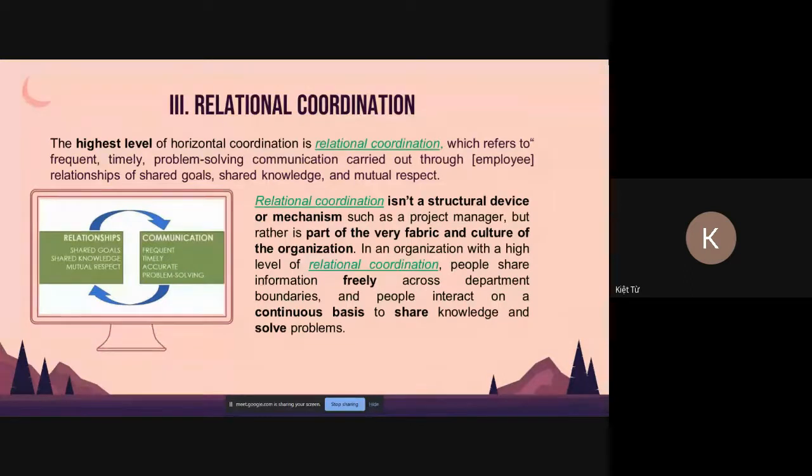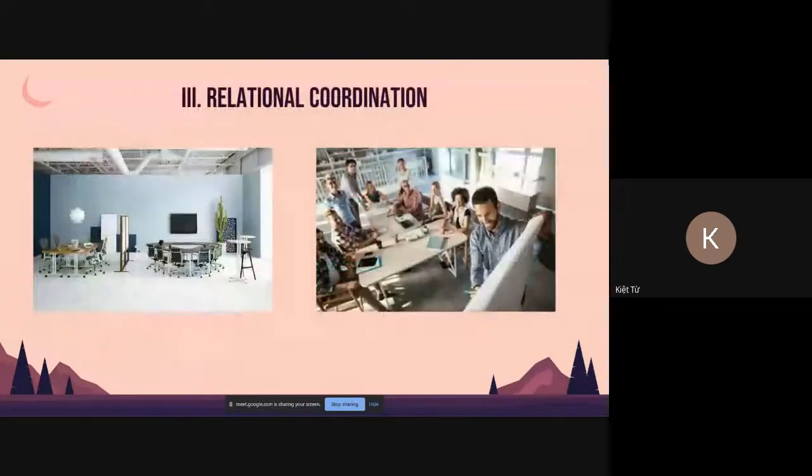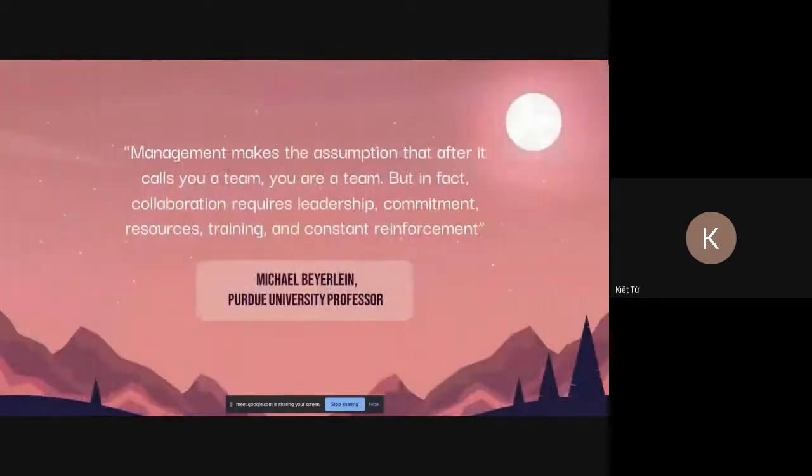In an organization with a high level of relational coordination, people share information freely across department boundaries, and people interact on a continuous basis to share knowledge and solve problems. Michael Beyerlein, Kyoto University professor, said that management makes the assumption that after it counts your team, you are a team, but in fact, collaboration requires leadership, commitment, resources, training, and constant reinforcement.